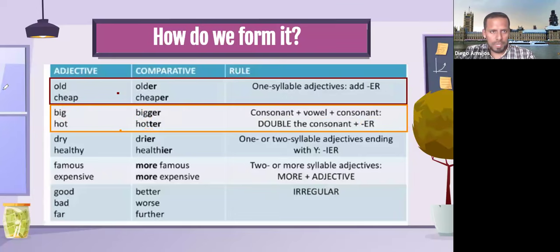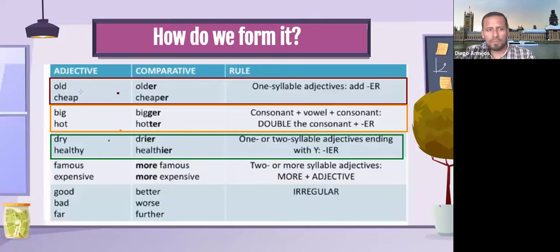Very good. Let me give you another pattern. Here we have dry, drier; healthy, healthier. What does the rule say about it? One or two syllable adjectives ending with Y: the Y changes to I and you continue adding er. For example, look at this. The letter Y changes into I. Dry, D-R-Y, becomes D-R-I in this case. So be very careful about it.